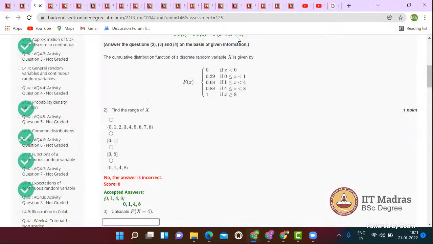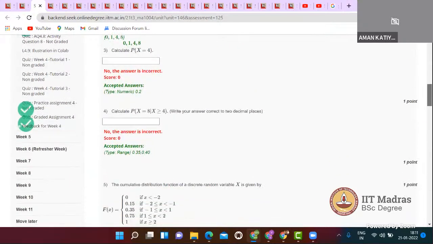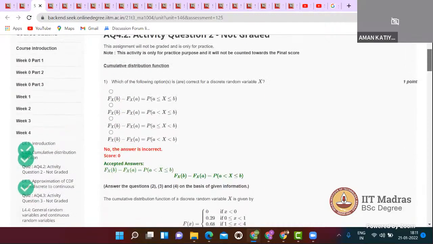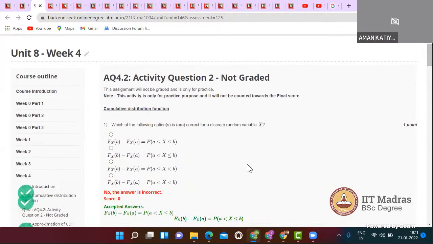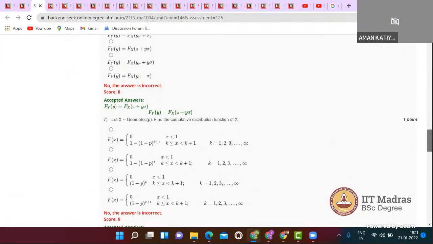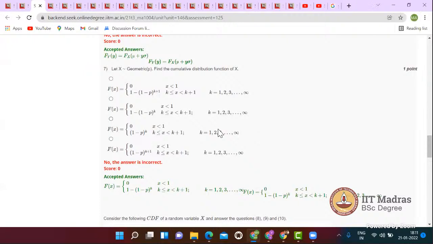Thank you, sir. Hello, sir. Sir, I have done one activity question, Activity 4.2. Okay, which one? Yeah, this is 4.2 only. Tell me. The seventh question, where we have to calculate the probability density function of the geometric random variable.